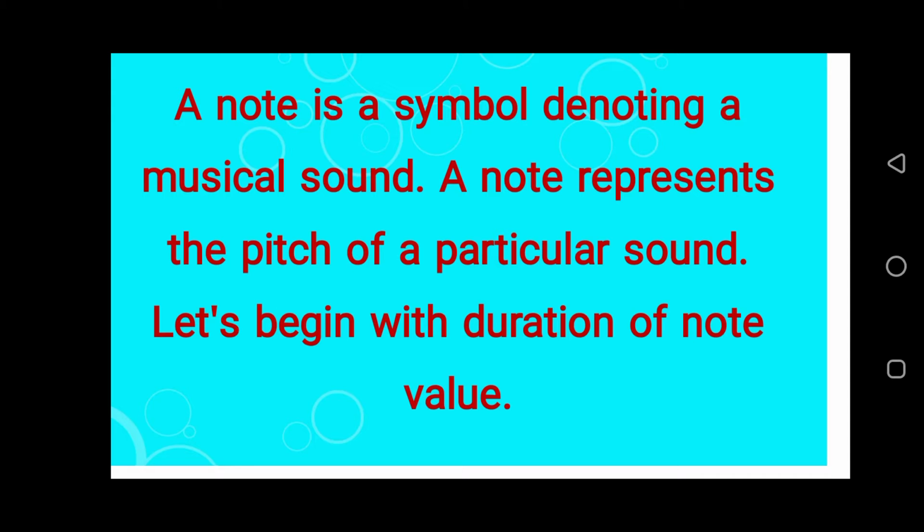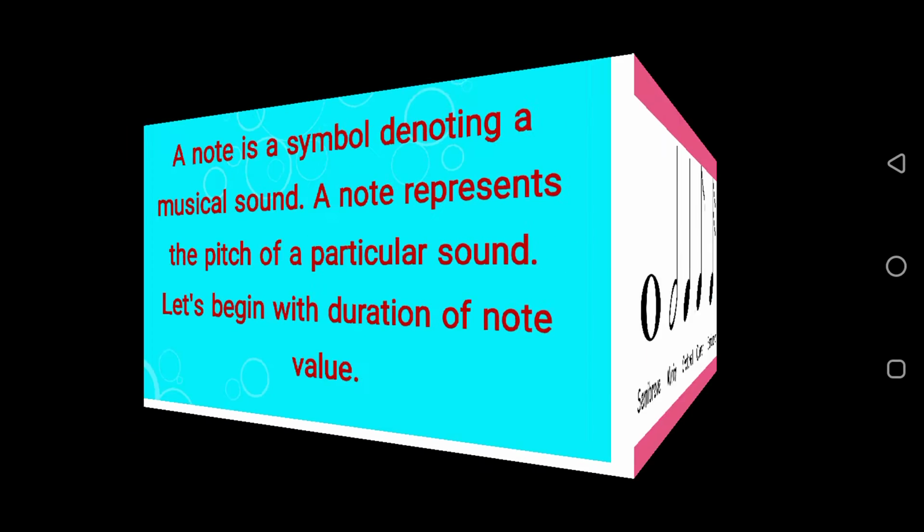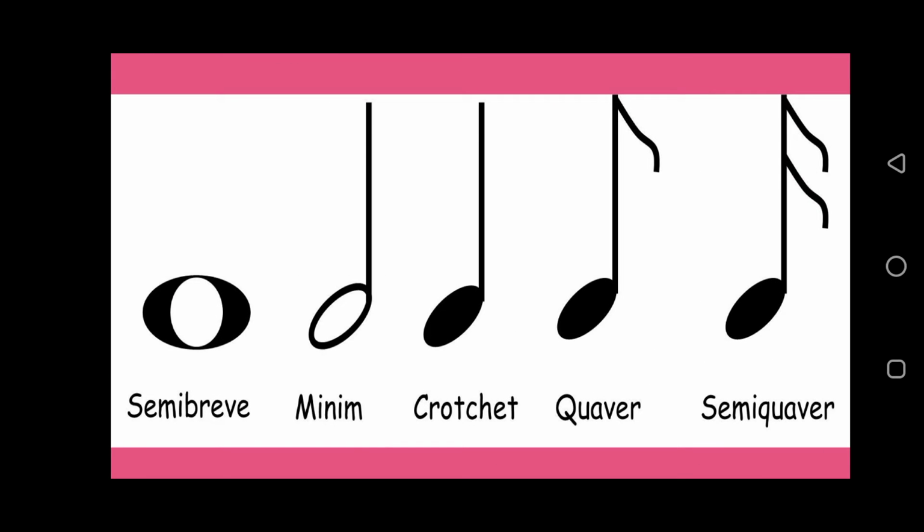Let's begin with the duration of note value. That's what we'll be looking at now. Okay? Here are five common values. How many? Five. We have about 8, 9, 10 notes, but these are the common notes. When we say common, the frequent, the notes we use mostly in music. In all musical scores, you see most notes, but these ones are the frequent notes. We have the semibreve, minim, crotchet, quaver, and semi-quaver.